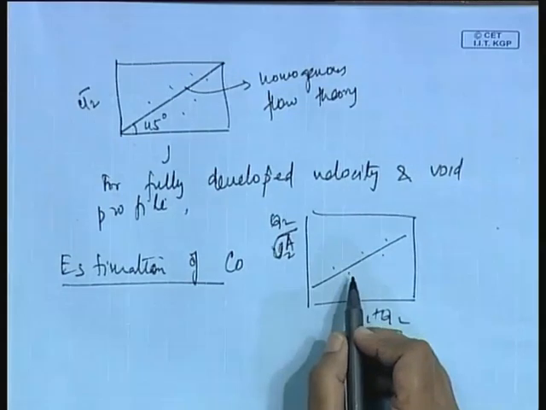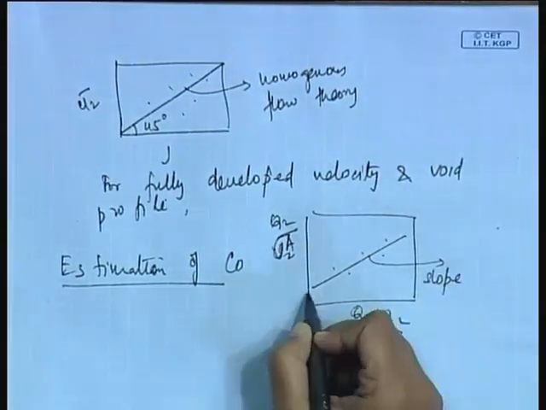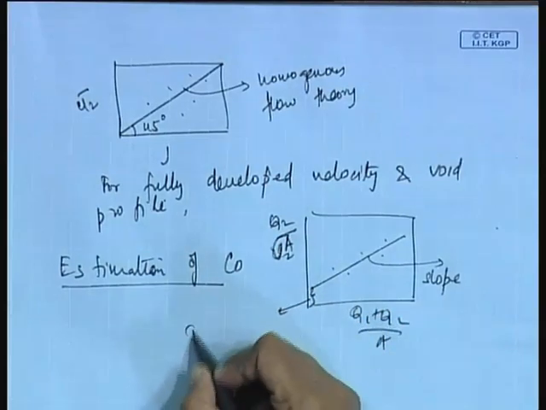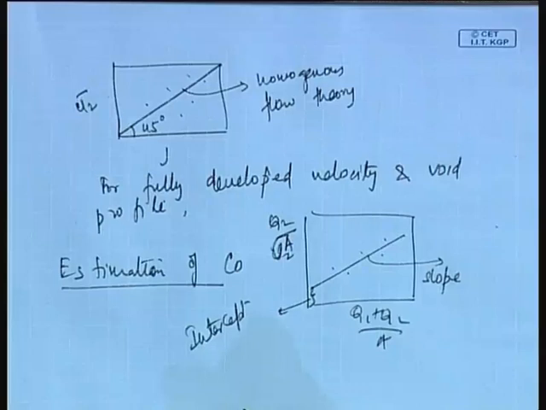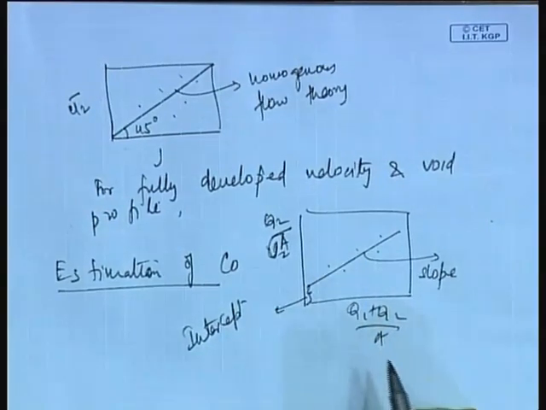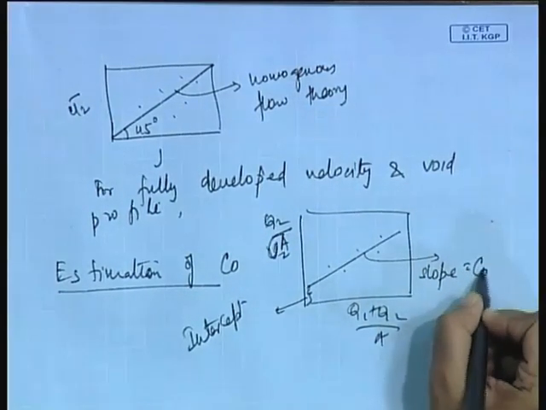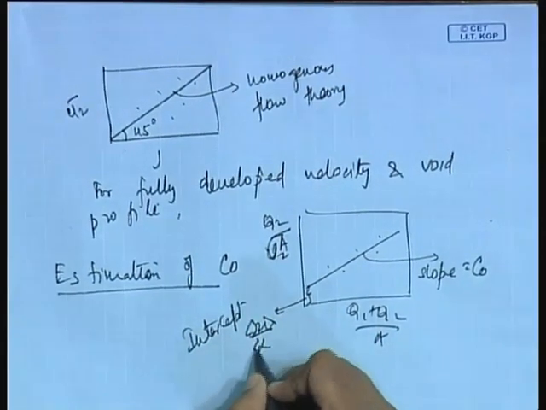And can you tell me what the slope of the straight line gives you and what the intercept gives you? You can see the basic equation and tell me what we get from the slope and the intercept of this particular straight line. Slope gives you C0 and this gives you J21 by alpha, isn't it?